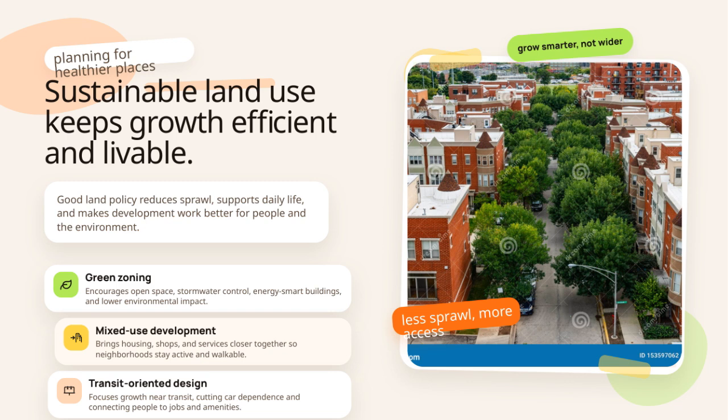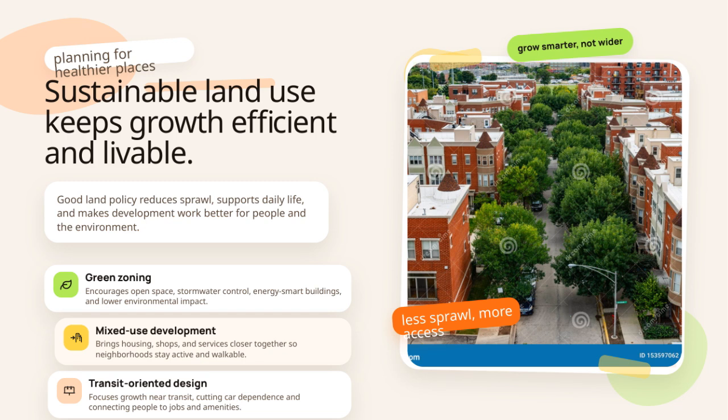Mixed-use development brings housing, shops, and services closer together, which helps neighborhoods stay vibrant and walkable. Transit-oriented design concentrates growth near public transit, reducing reliance on cars, and making it easier for people to access jobs and amenities. The key takeaway is to grow smarter, not wider, ensuring communities develop in ways that benefit everyone and the planet.